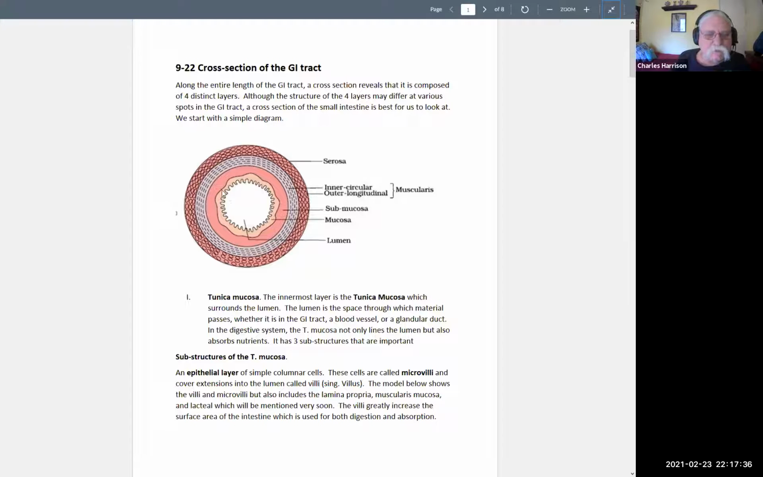The first layer, right here, the one with all the gear-like projections inward. This is the tunica mucosa. Tunica means layer or coat, and mucosa means lining.